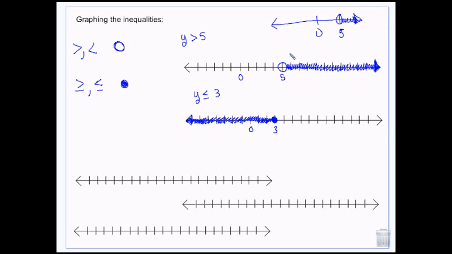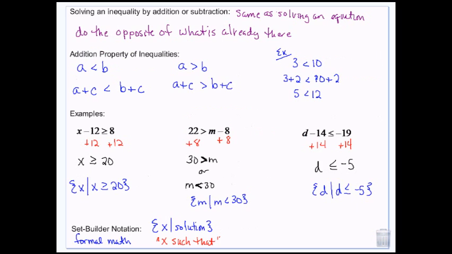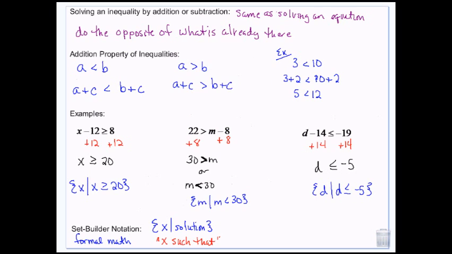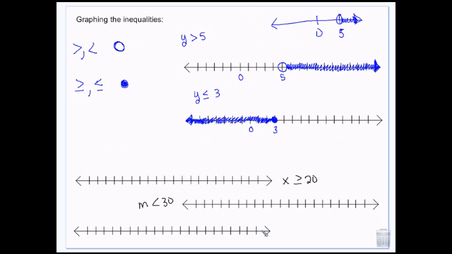So we're going to graph our solutions. We had x is greater than or equal to 20, m is less than 30, and d is less than or equal to negative 5. On the worksheet you gave us, do we solve before we graph?